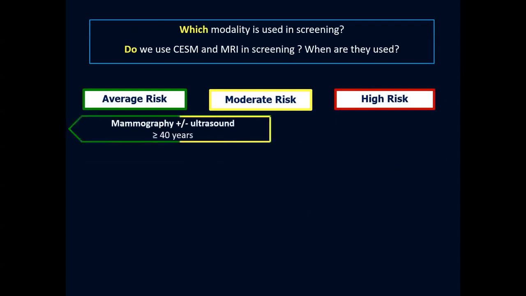For the average and the moderate risk individuals, mammography may be indicated as a screening modality starting at the age of 40, and it might be complemented with an ultrasound examination. For the high risk individuals, again, mammography is indicated, but starting at an earlier age, and it might be complemented with an ultrasound examination. But in the high risk and selected moderate risk individuals, MRI is also indicated in addition to mammography.